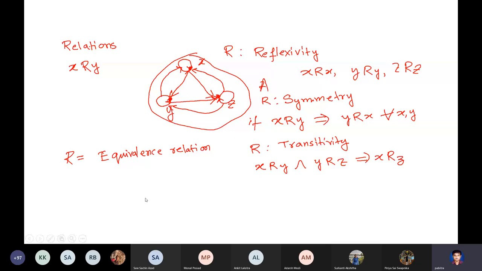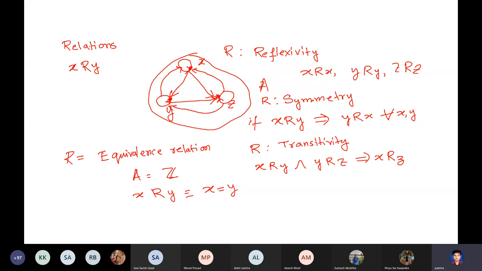One of the common examples of an equivalence relation is this. If you take A, the set, to be all integers. And the relation R is nothing but that two integers are the same. If x and y are identical, then we call it an equivalence relation.